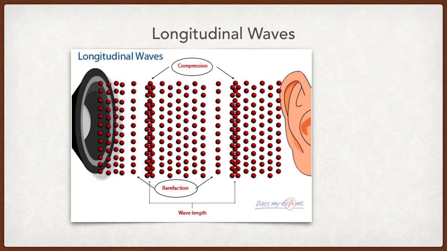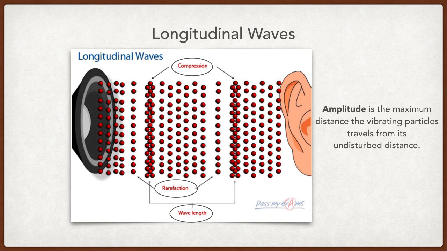The wavelength of a longitudinal wave is the distance between successive compressions or rarefactions. The amplitude is the maximum distance the vibrating particle travels from its undisturbed position. And now, let us recap the differences and the similarities of these waves.